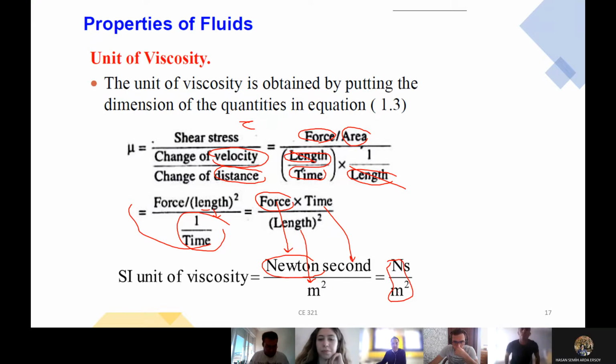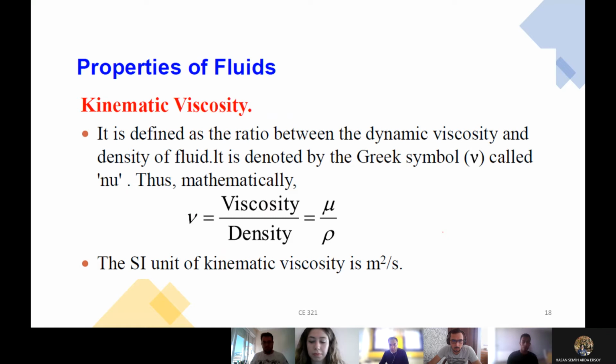So the unit of viscosity, or mu, is Newton second per square meter. Do you think this part is familiar to you? Newton per square meter. Have you ever heard about the unit of tension or pressure, Newton, force over area? Newton per square meter is called Pascal. So in SI unit, the unit of viscosity is Pascal times second. Okay, this is the unit of viscosity.